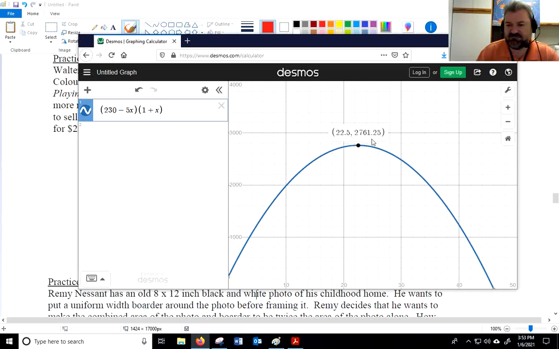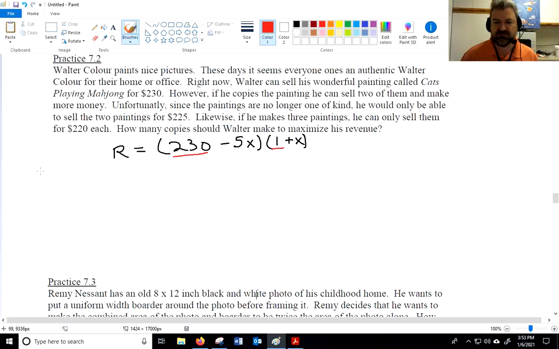So 22 and a half. So really he needs to copy it about 22 times. He could also do 23 times probably to keep the customers happy. He's going to get the same amount of money because it's actually half a copy you should do. So how many copies should he make? 22 or 23 copies. Well, actually, let's think about it. Yeah, those are the copies because we got the one original, but you should make that many more copies.